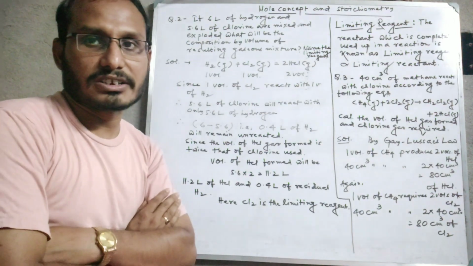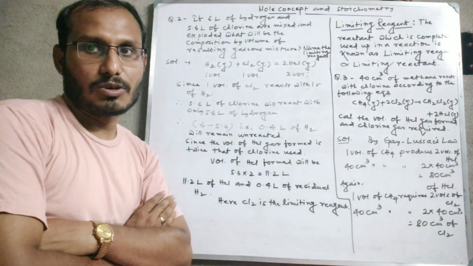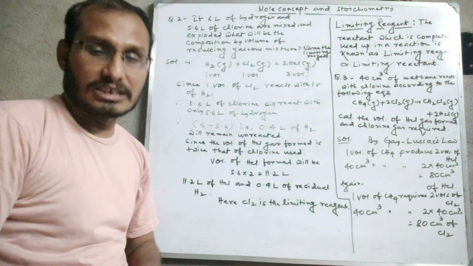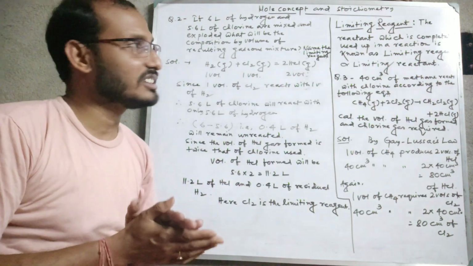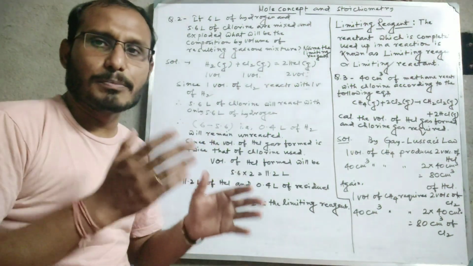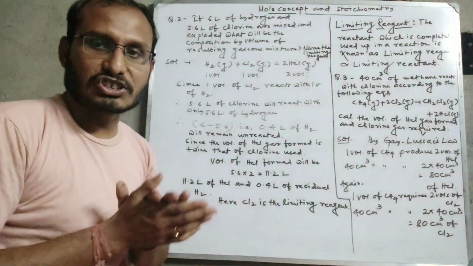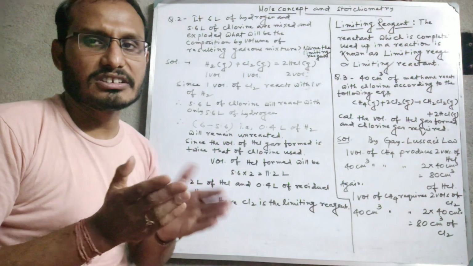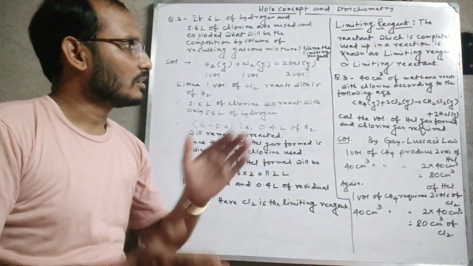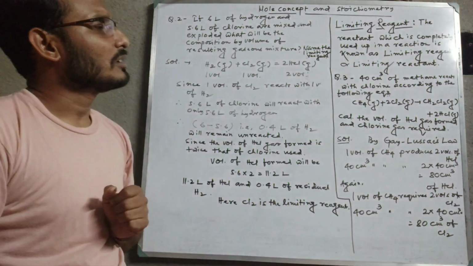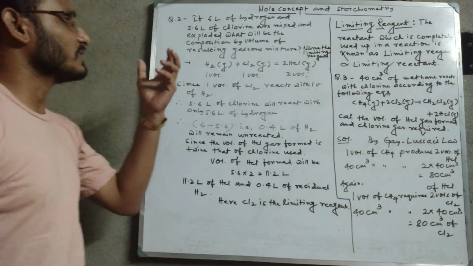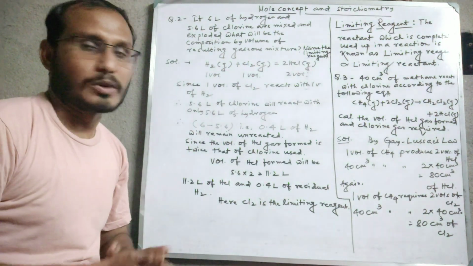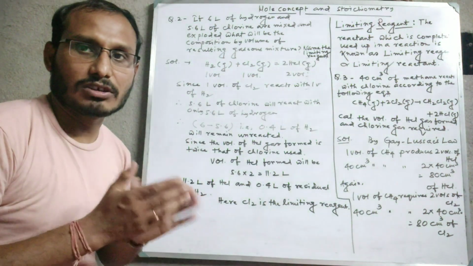Now the question is, what is a limiting reagent or limiting reactant? The definition of limiting reagent or limiting reactant is: the reactant which is completely used up in a reaction is known as the limiting reagent or limiting reactant. Here one numerical is given to understand the limiting reactant.